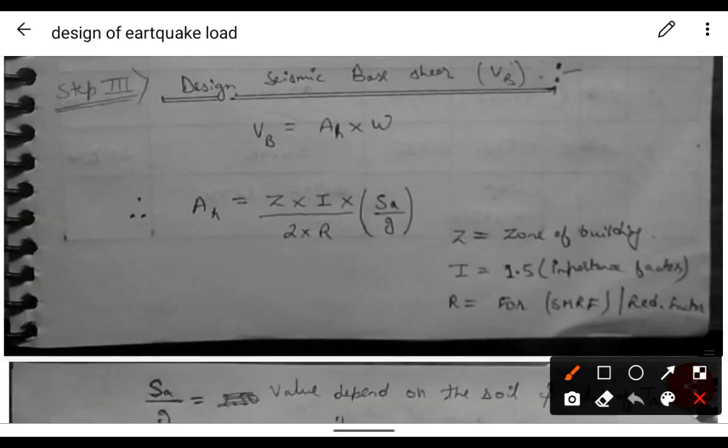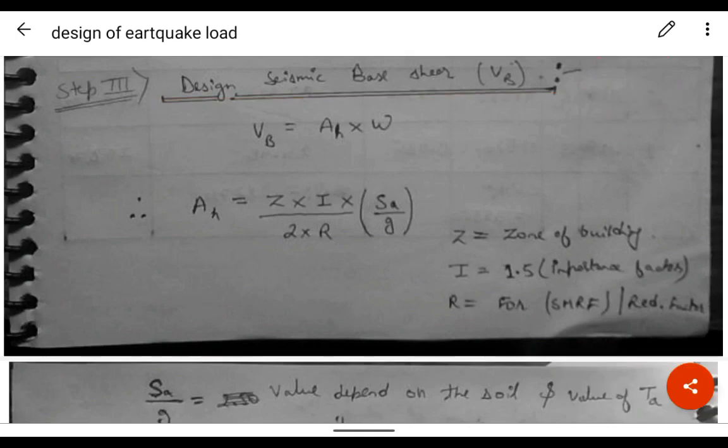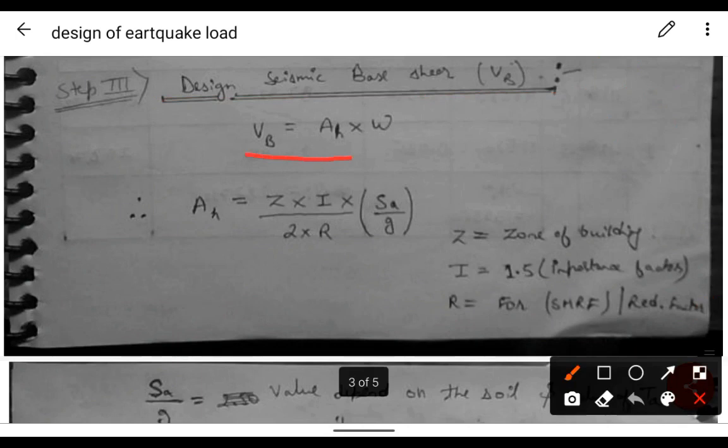Now in step 3 we need to calculate the design seismic base shear, which we are going to denote by VB. The VB formula would be AH into W. W would be the total seismic weight that we have calculated in step number one, and AH can be calculated from this formula.